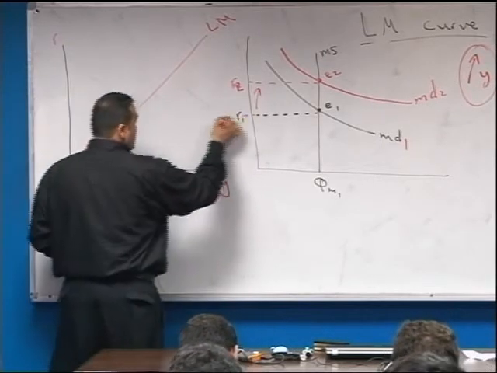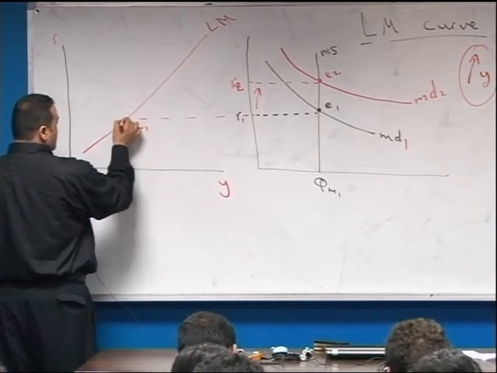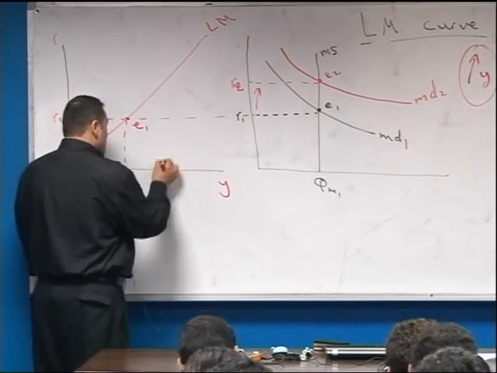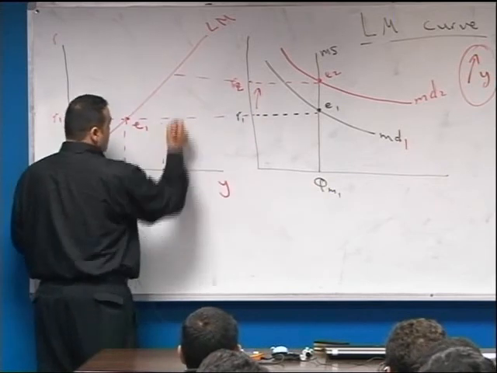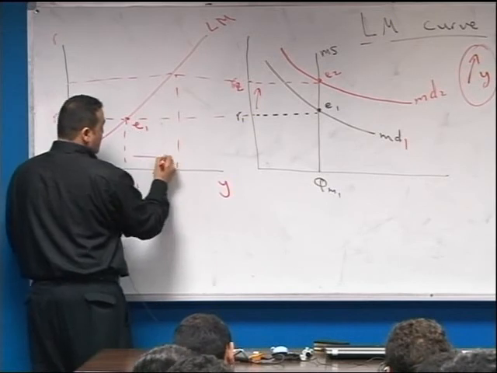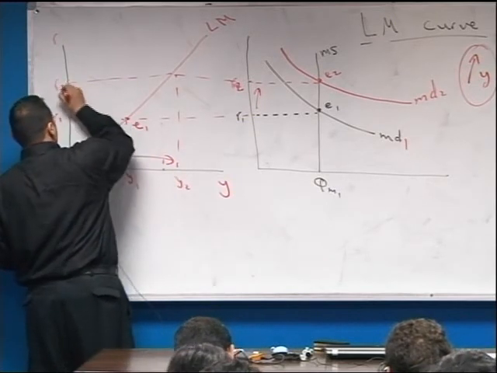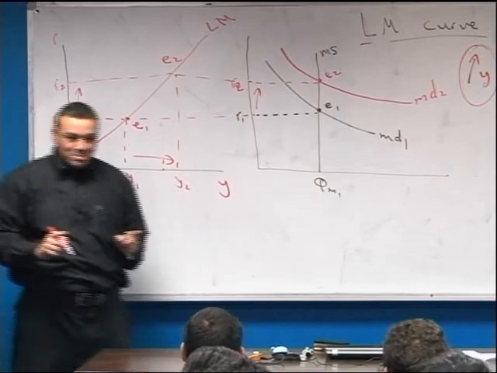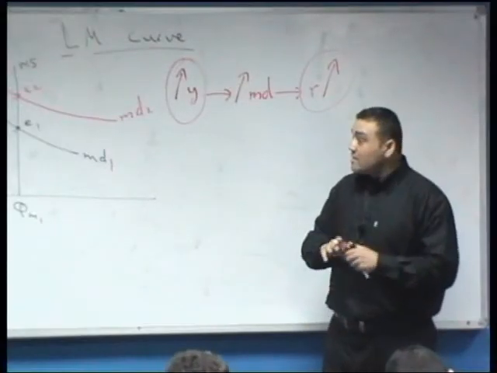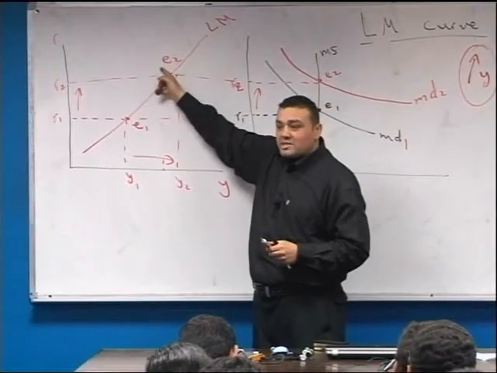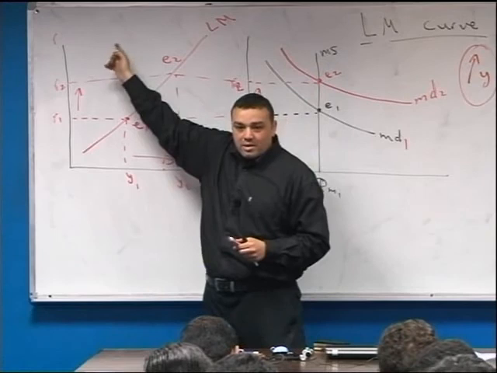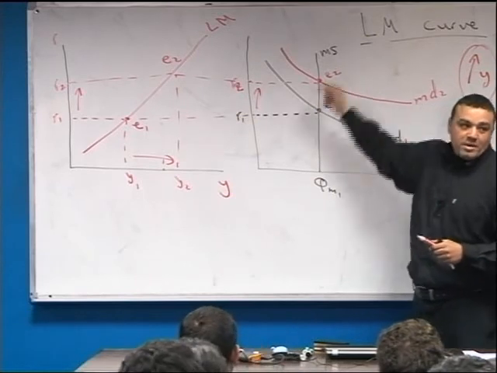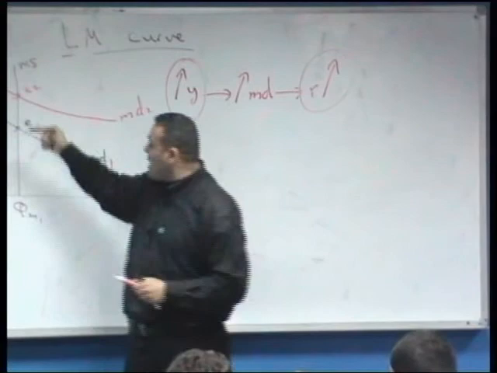Take the first point here, at the interest rate. This is E1, R1, Y1. What happened with the increase in Y? What did it do to R? R increased. So there is a positive relationship between Y and R. This is E2. So the LM is a curve illustrating the positive relationship between Y and R, and it also illustrates the different equilibrium points in the money market. It reflects equilibria in the money market.